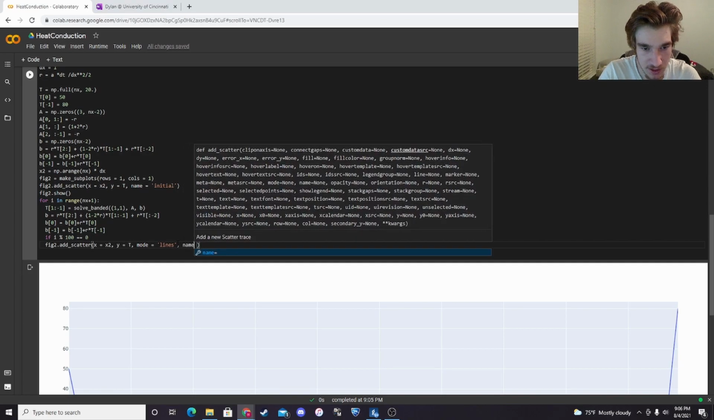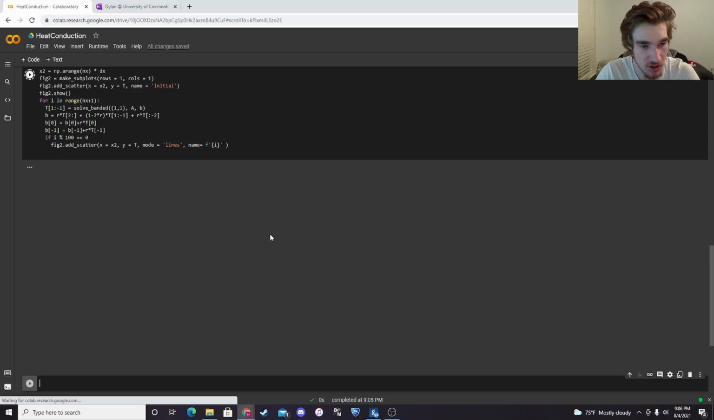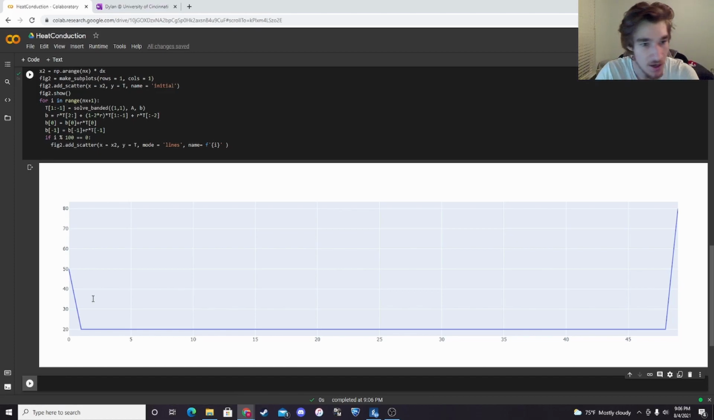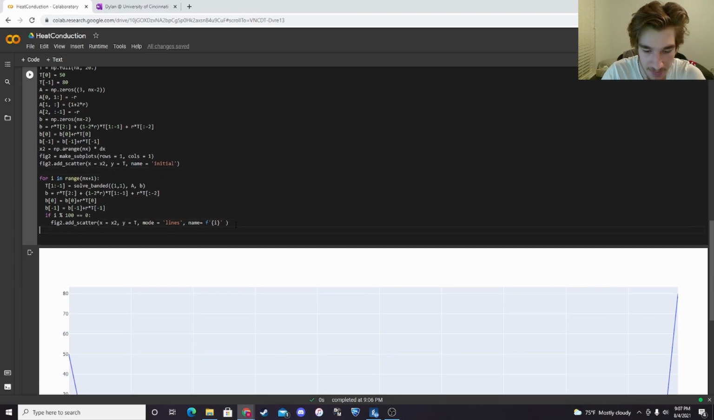And then we're going to name it. Well, I forgot the equal sign apparently. Equals. We're going to name it based on what the i value is. So let's run that. We have to make sure that this is tabbed over so it registers in that. And it is not showing up right away because the fig.show is all the way down here. Let's put it at the very bottom. Fig2.show.